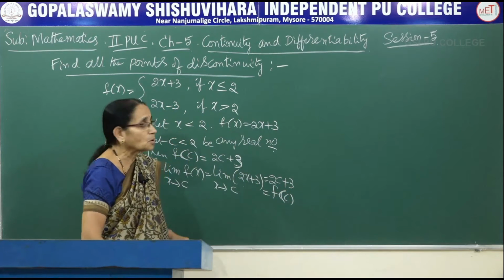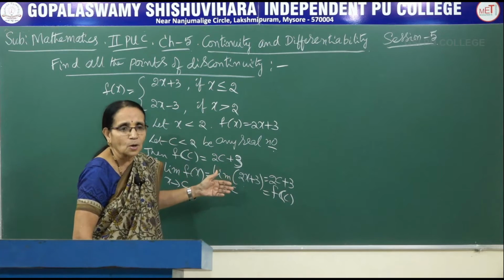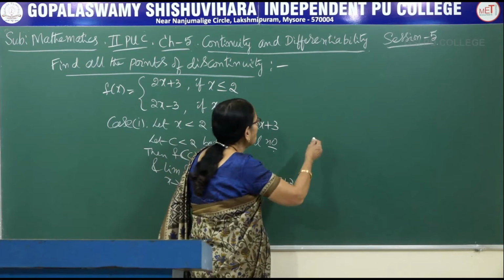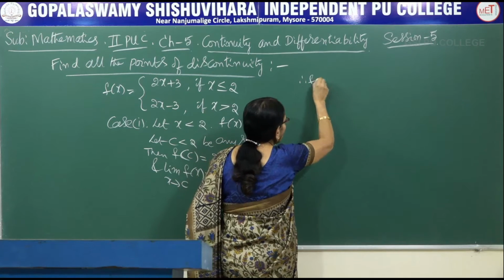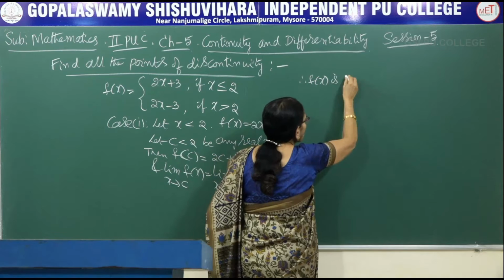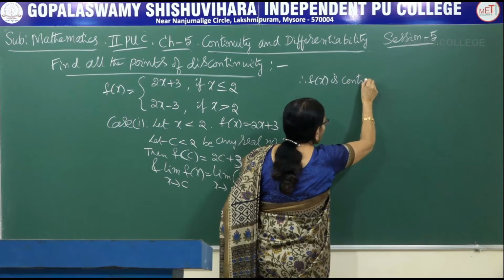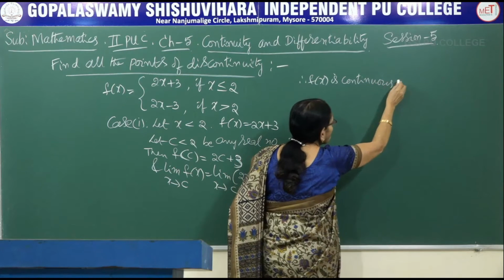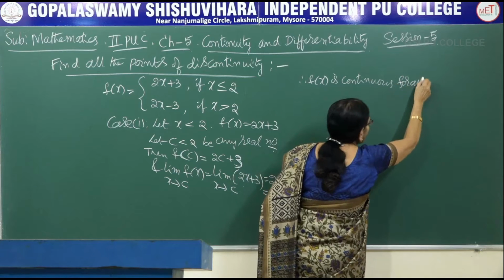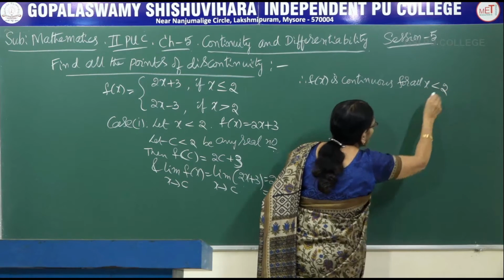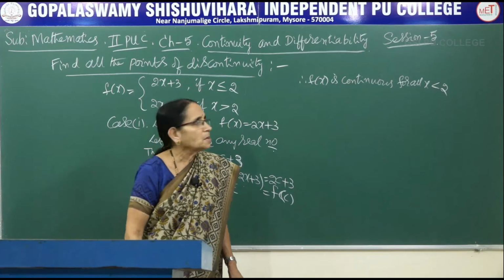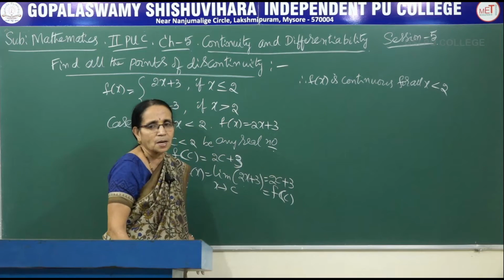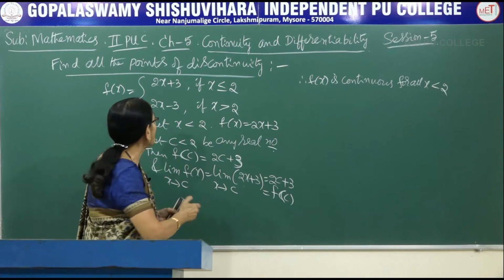So how do you write the conclusion? The limit as well as the value of the function, they are equal for all x less than 2. Therefore, you have to write f x is continuous for all x less than 2. This is the first case, for all x less than 2. Now let us take the other possibility, that is case 2, second case.